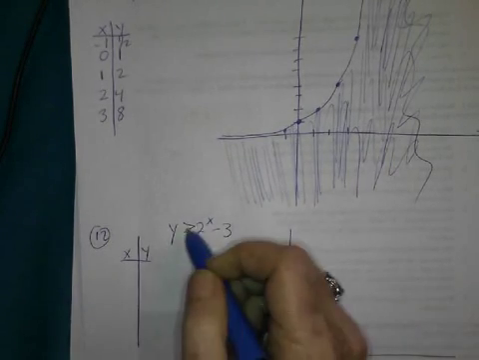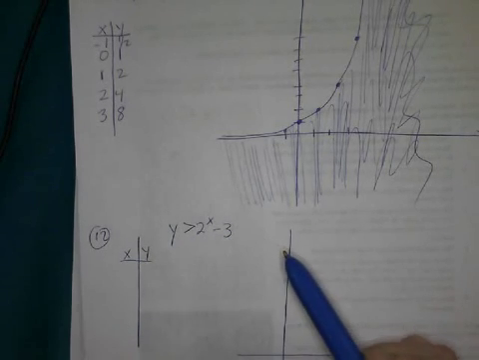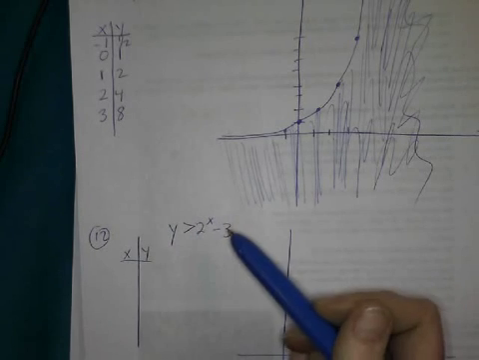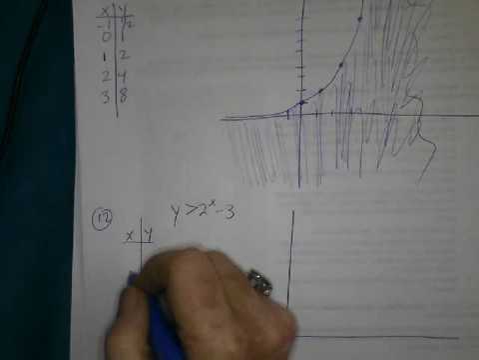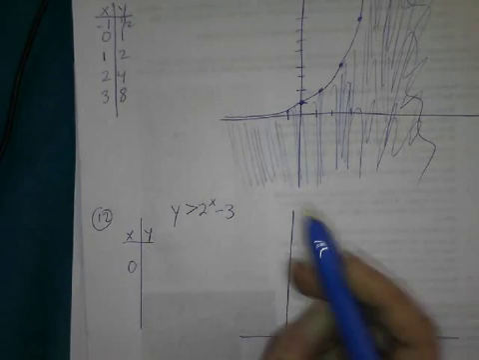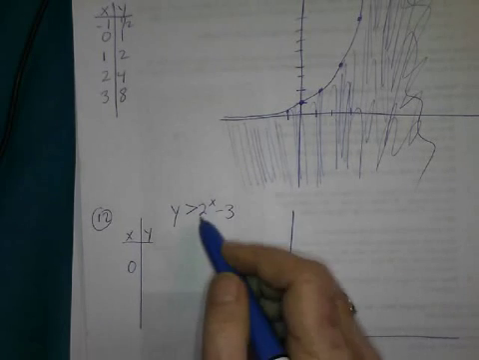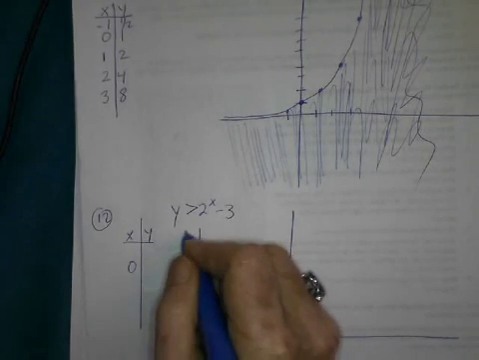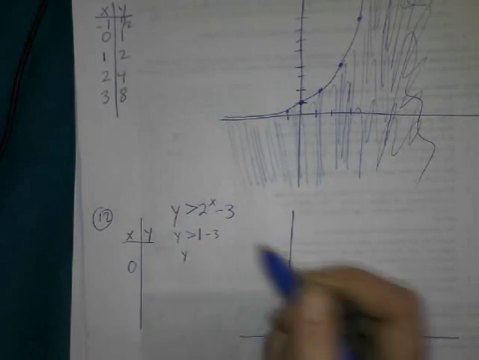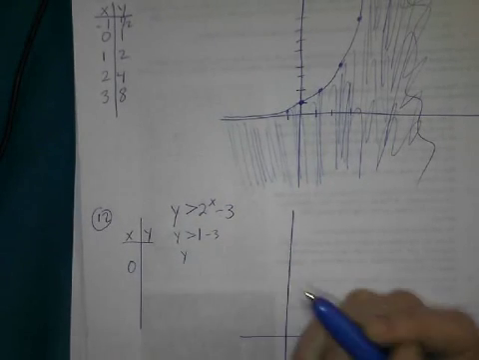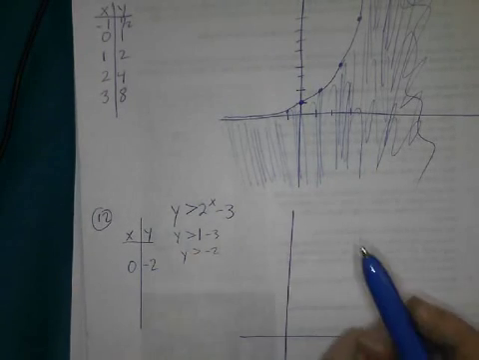Starting point is probably 1, but then it got shifted down by 3. So just to make sure, we know the multiplier is 2. Just to make sure, let's just plot some points. It doesn't take very long to plot the points. So I like to use 0. 2 to the 0, everybody knows 2 to the 0 is 1, right? 1 minus 3, well, what does that give? 1 minus 3, that's negative 2. Okay, so I'm going to get negative 2 there.